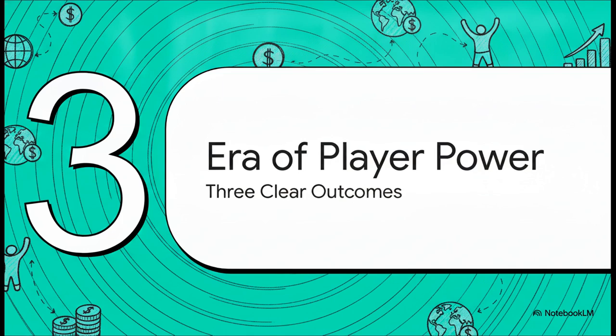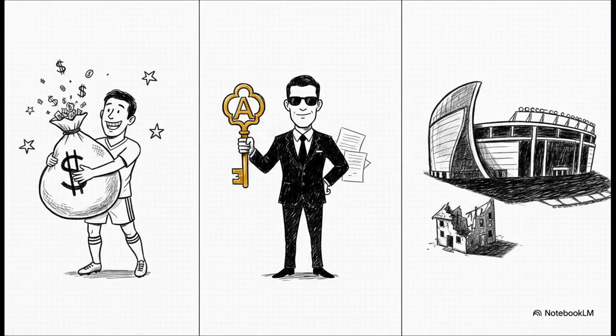Section 3. The era of player power. 3 clear outcomes. Now, what's really interesting about this slide is the massive economic ripple effect this legal victory created across the globe. It shifted the power dynamic fundamentally away from clubs and straight toward the players. It led to 3 very clear outcomes.